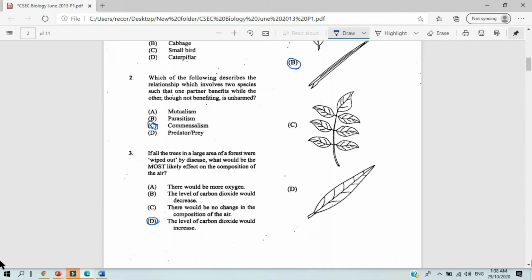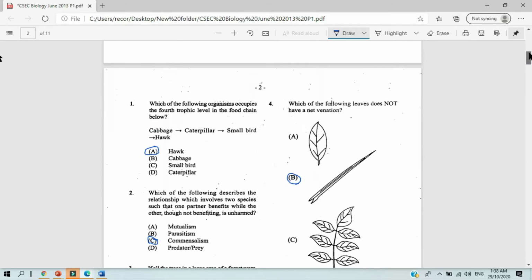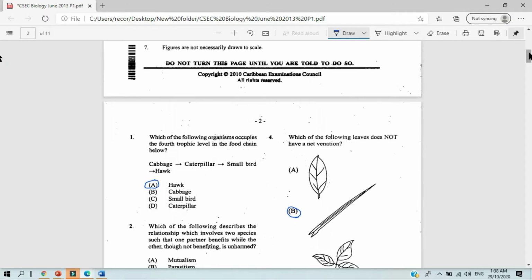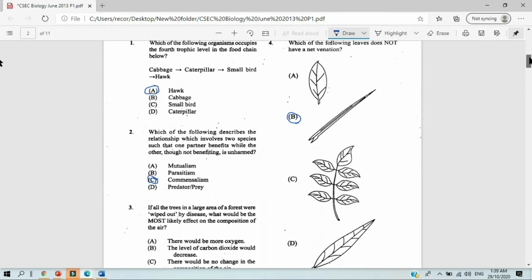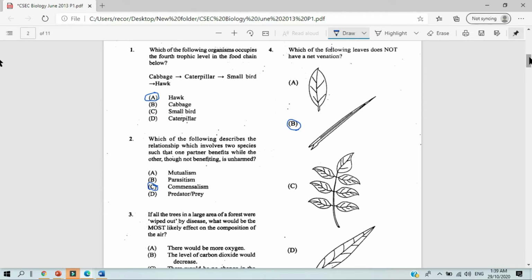On to question number 4. Which of the following leaves does not have a net venation? Now, net venation is something that is pretty much confined to dicot leaves, and all these leaves here you can see they're having what we call net venation. Of course, the small details are not drawn.